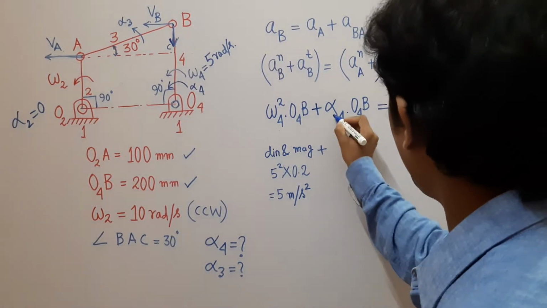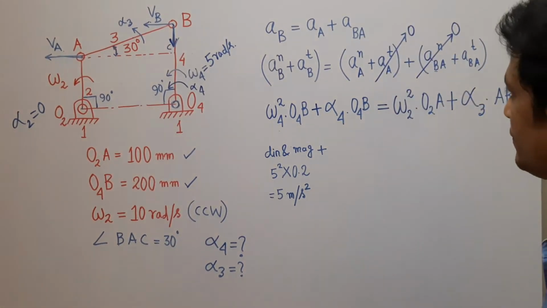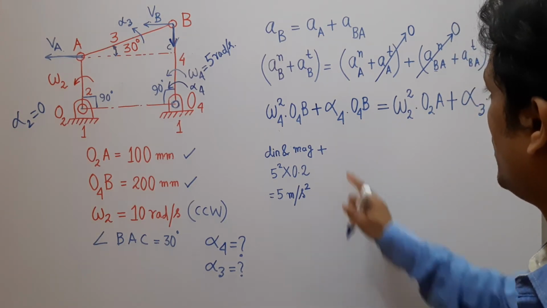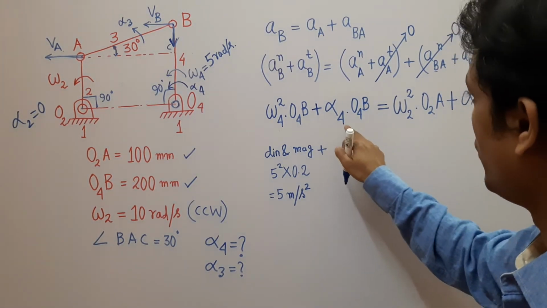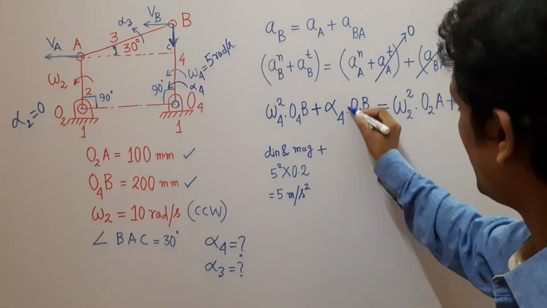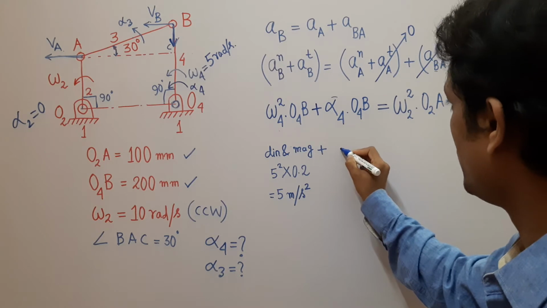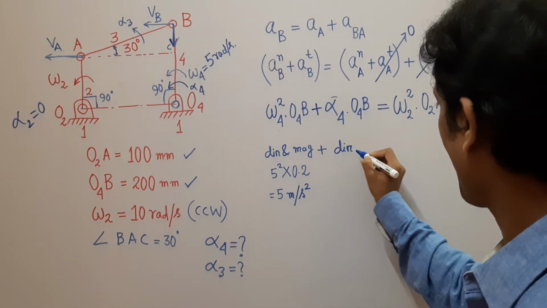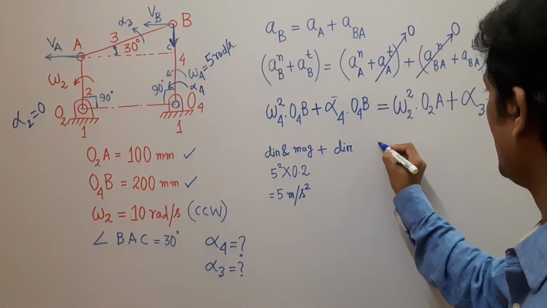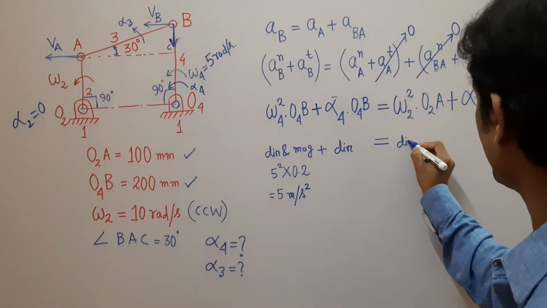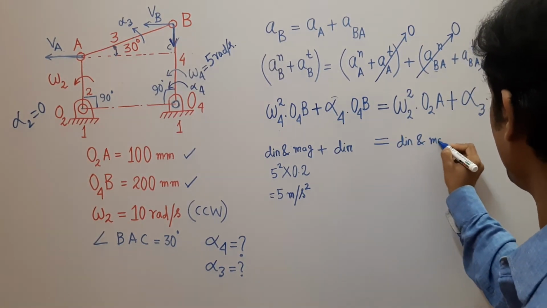What about for alpha 4 O4B? For alpha 4 O4B, we know the direction only, we do not know the magnitude, as alpha 4 is unknown. So only the direction is known. For the other term, we know direction as well as magnitude.